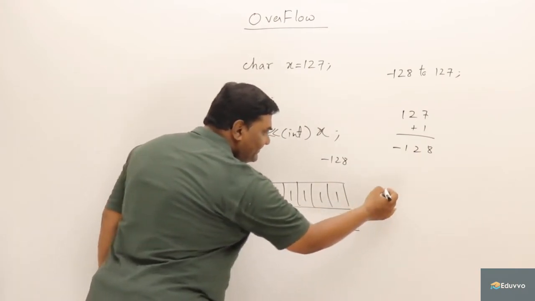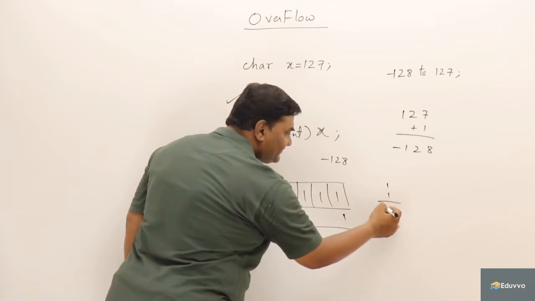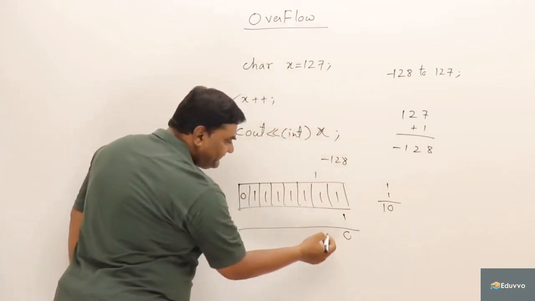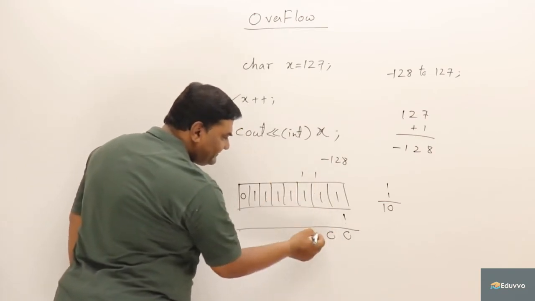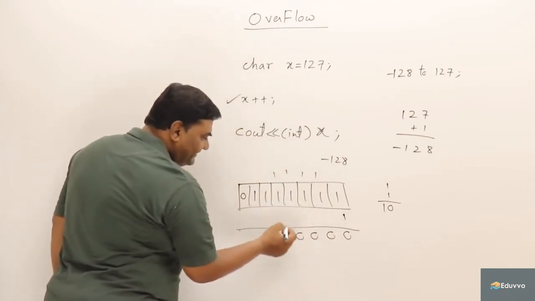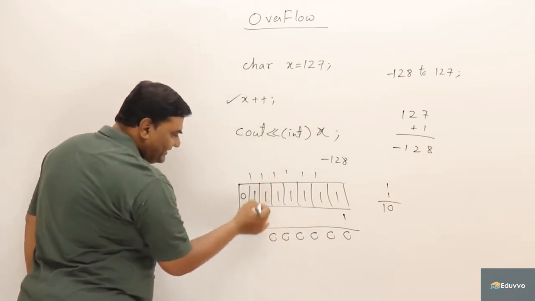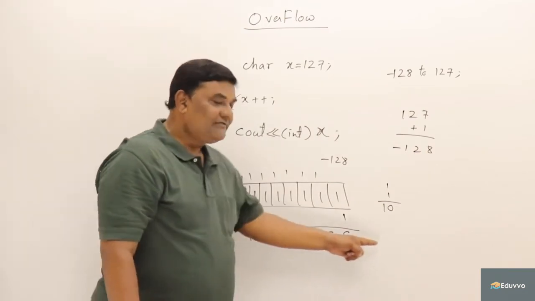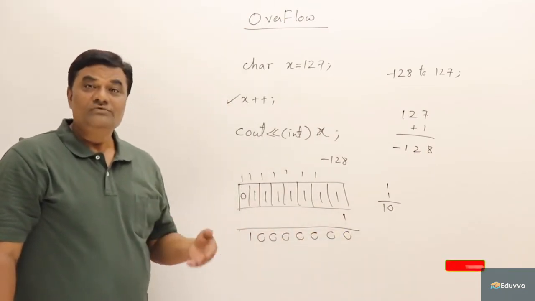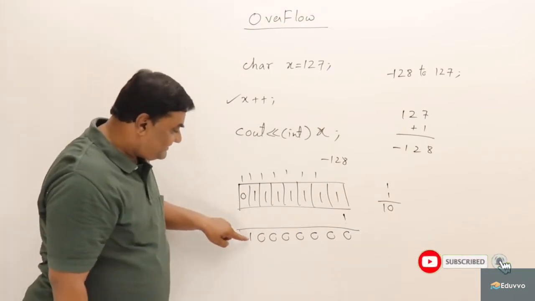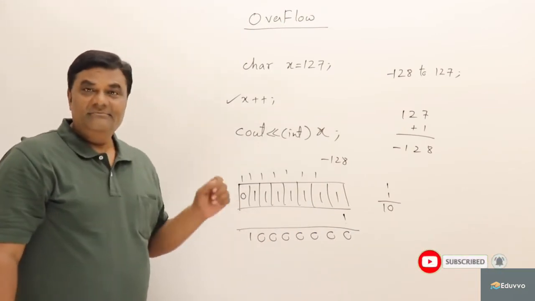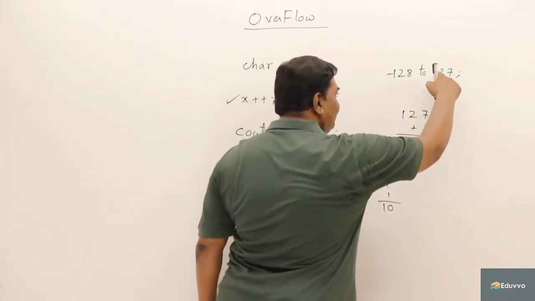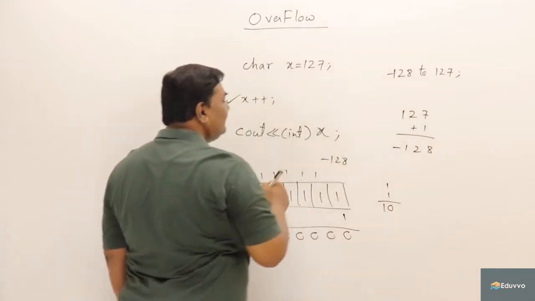In binary form, 1 plus 1 is 2, and 2 is 1 0. So 0 carry 1, then 1 plus 1 is 0 carry 1, and so on, 0 carry 1 each time. So this is 1, and this is minus 128 in 2's complement form, because this bit has become the sign bit, so it's a negative number. That's how it will take a cyclic value. From 127 it will come to minus 128.